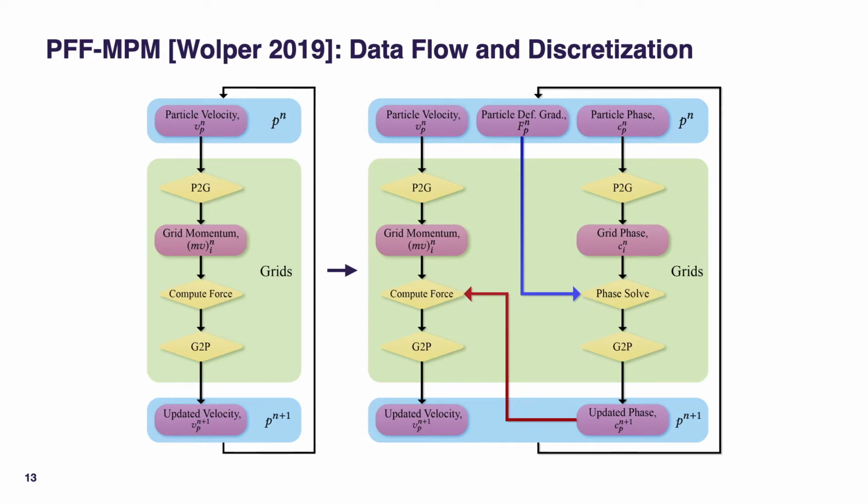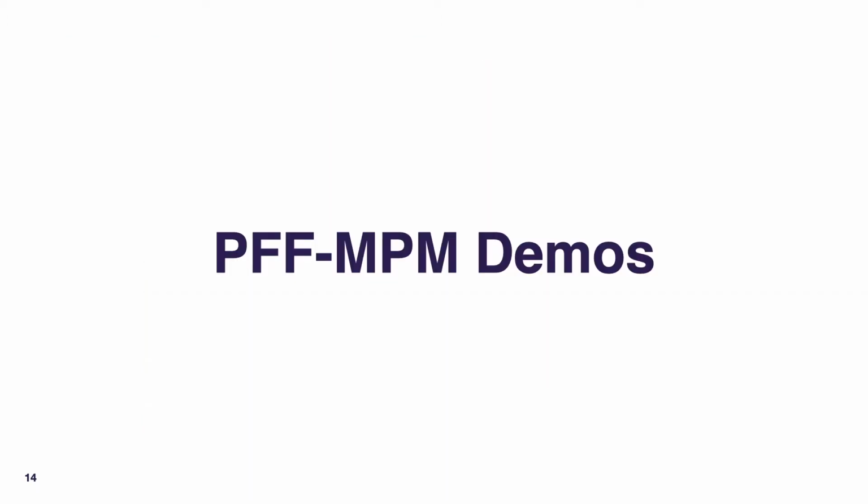And note that the blue arrow here shows that we use the particle's current deformation gradient in the phase solve on the grid, and then once the phase is solved and transferred back, the red arrow shows that we use the updated particle phase in the force computation to ensure that we've updated the damage before we compute forces. And as for the dynamics of the system, they're discretized in the same way as traditional MPM, with the only difference being that the grid force update now incorporates the updated phases to degrade the elastic potential and weaken the material at the crack. So with that, let's now take a look at our demos that use PFF-MPM.